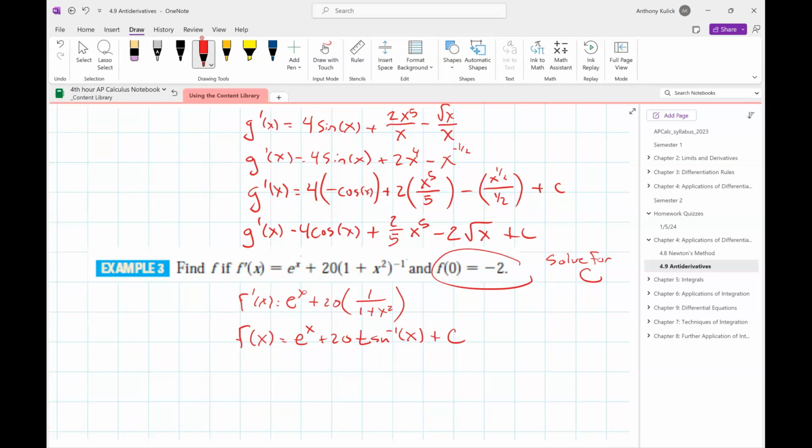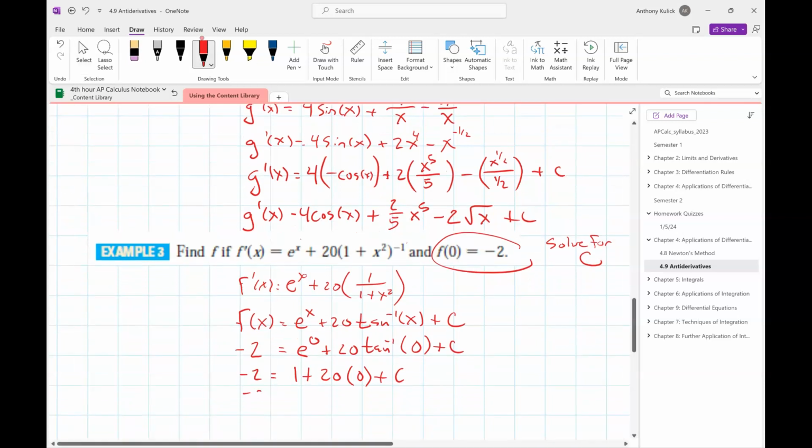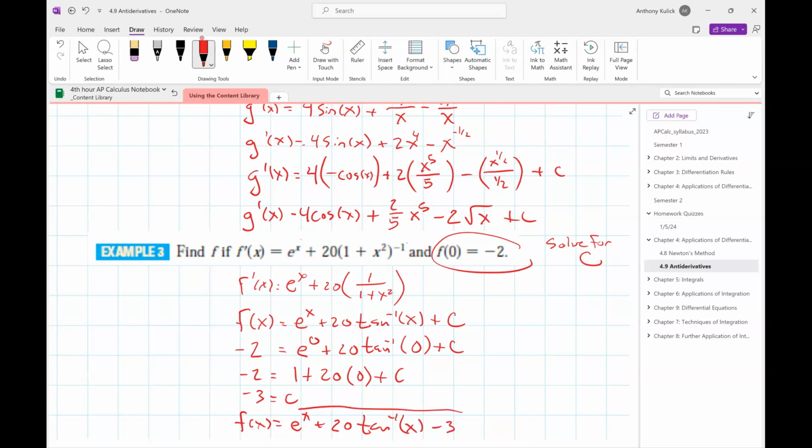Okay. To finish up now, I'm going to plug in -2 for f of x and then 0 for x. And I'm going to use that to solve for c. What's e to the 0 equal to? What's tan inverse of 0? That is 0. So if I just subtract 1 from both sides, c is -3. So my answer should be e to the x plus 20 tan inverse of x minus 3.